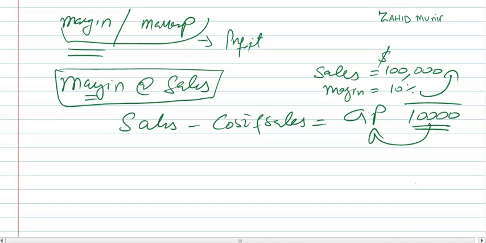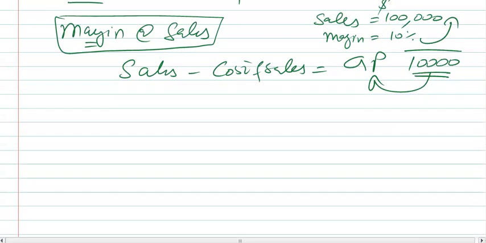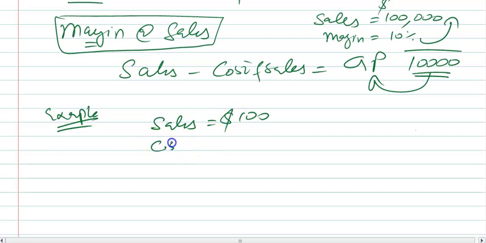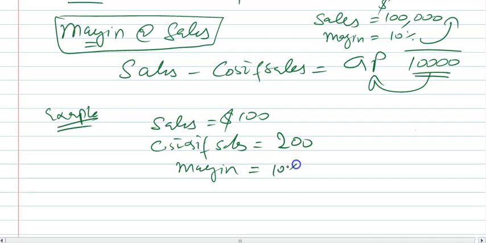The trick is that they have not provided you sales. They will give you cost of sales. So here the concept applies. Suppose they have provided you cost of sales of 200 and the margin is 10%. So if they skip the sales, you have to find that.